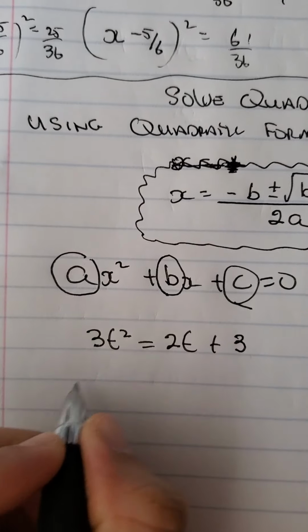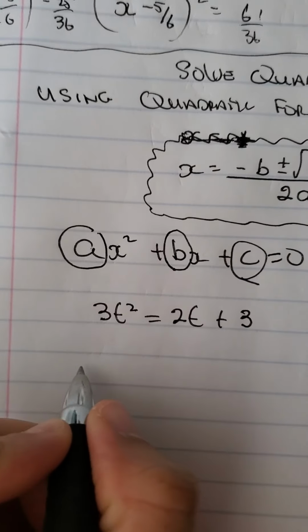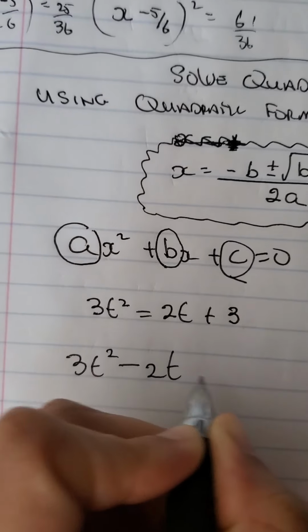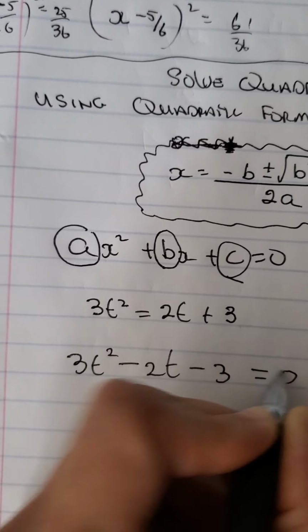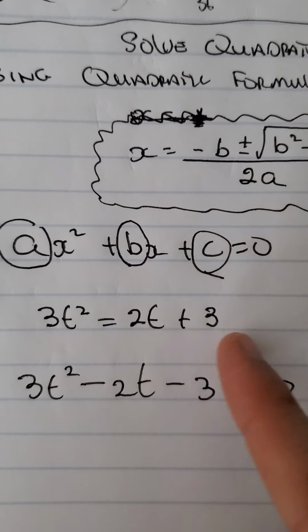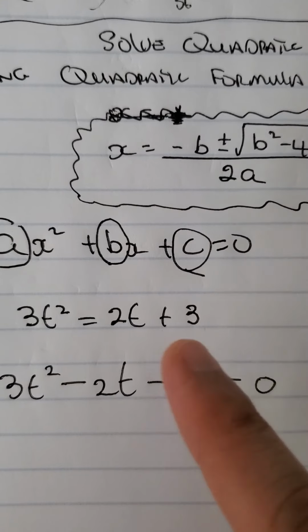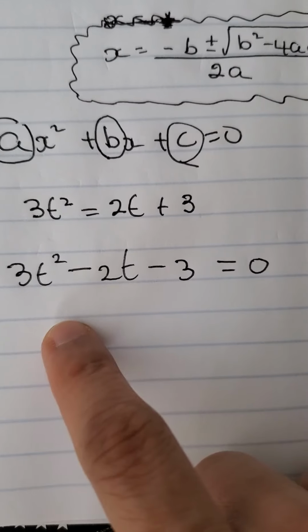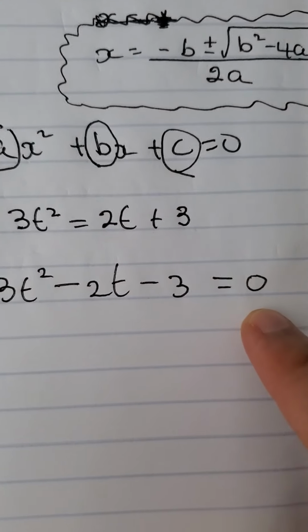First, we want to set it up in equation form, quadratic equation style. So that's 3t squared minus 2t minus 3. Be very careful not to have hindsight and say, oh, my b is 2 and my c is 3. Nope. Your b and c do not exist in their proper form until that equation is set equal to 0.